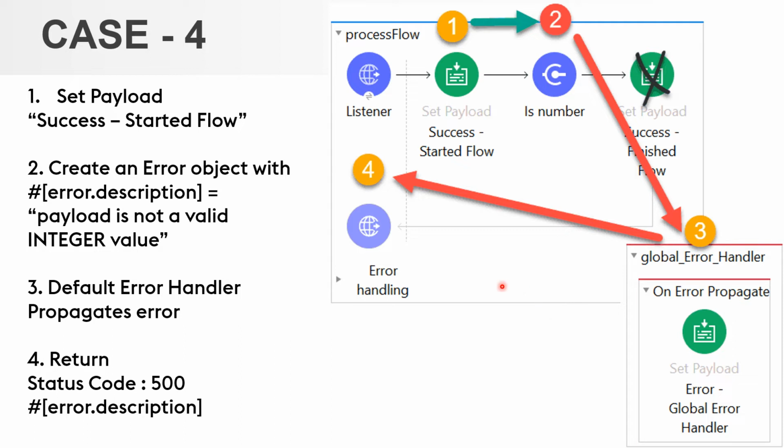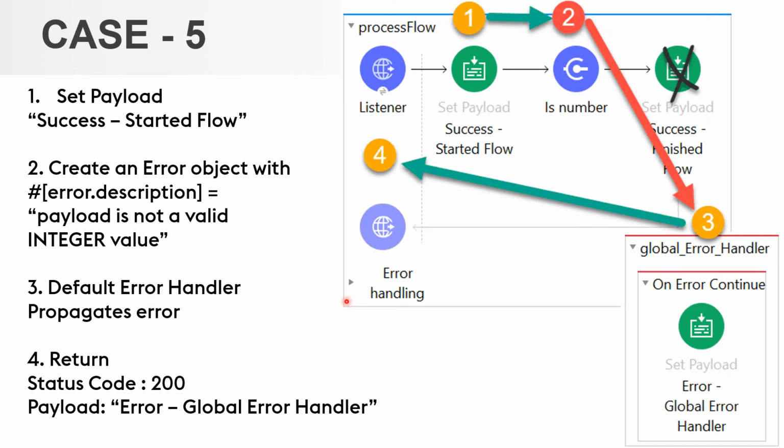And here we are setting the payload as error global error handler. So when the error is generated, it goes to the global error handler and it is going to return the error global error handler. Again, it is going to send the error description and status code as 500.